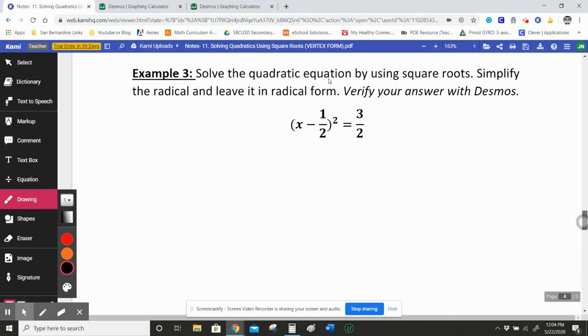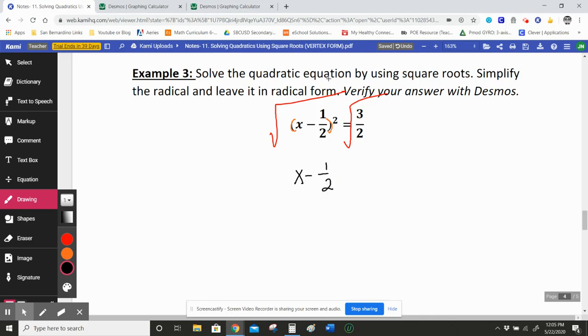Okay, so example 3. Solve the quadratic equation by using square roots. Simplify the radical and leave it in radical form. Verify your answer with Desmos. So same exact thing. We want to get the parentheses by itself. All I've got to do to get rid of that square is take the square root of both sides. Take the square root of this side, take the square root of this side. I'm left with just the parentheses by itself, which I don't even need the parentheses anymore.